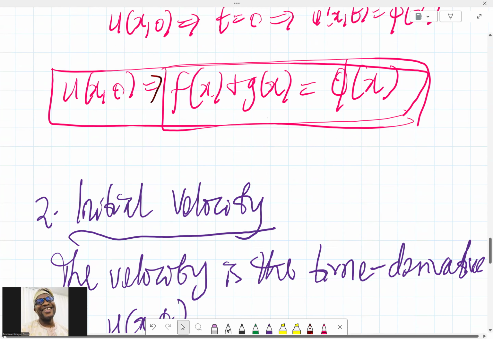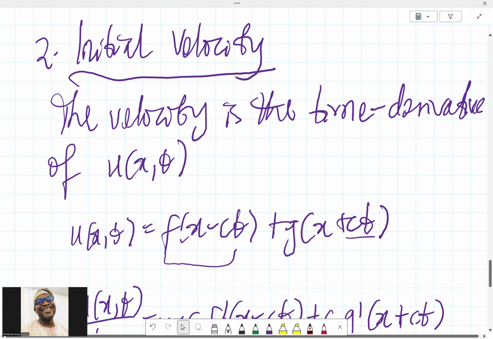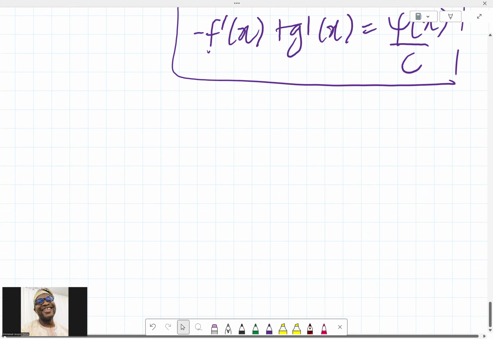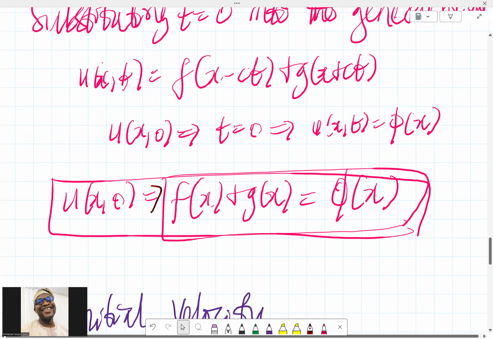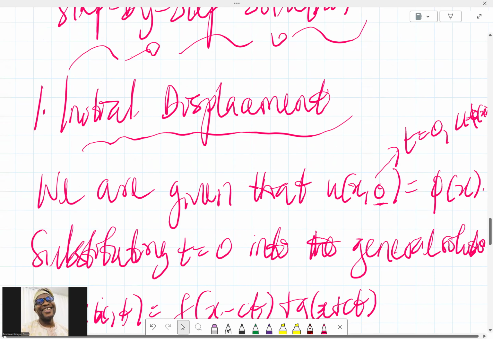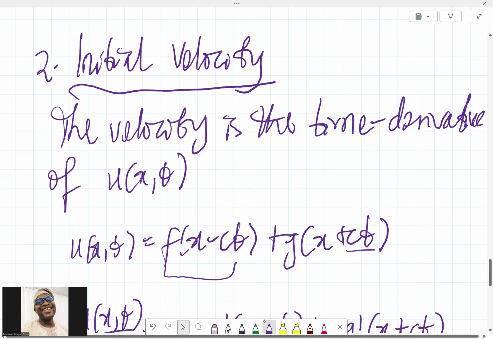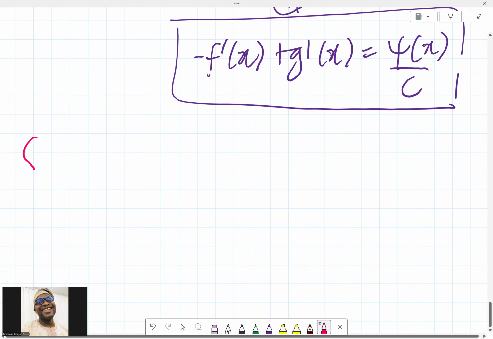We have f of x plus g of x equal to phi of x. Have I been listing steps? I think to make things easier, let's just say this is step one, and this is step two, so other numberings will not confuse us. Then we go for step three.